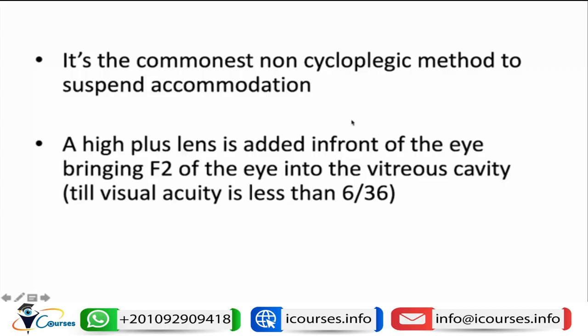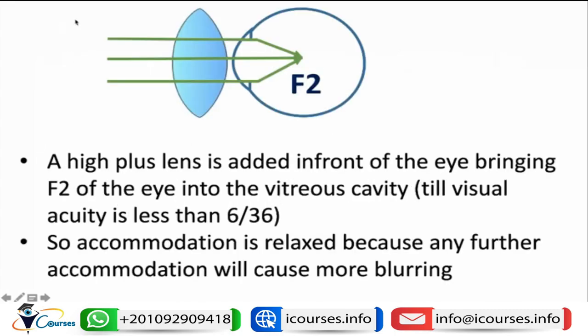This can be done by putting a high plus lens in front of the patient's eye, and this will bring the F2 of the eye into the vitreous cavity until the visual acuity is less than 6/36. So let's see how this is done.